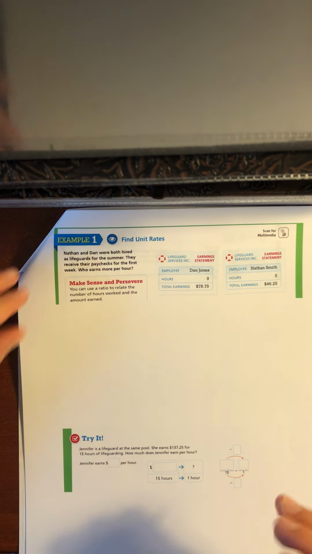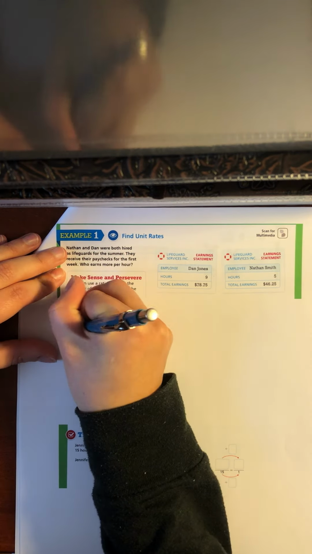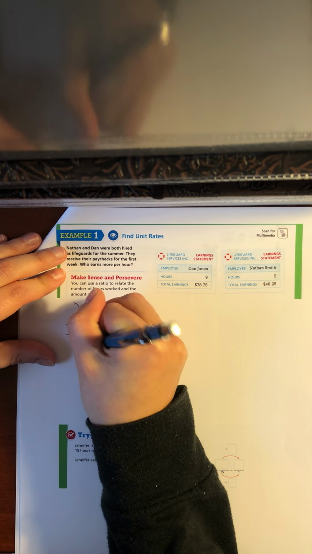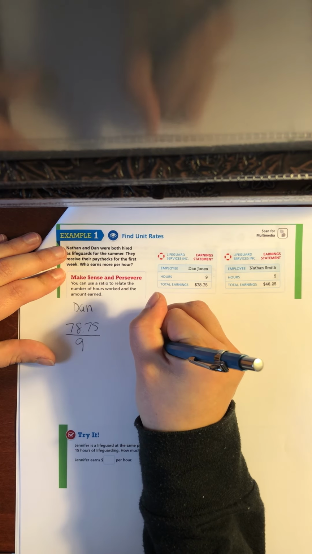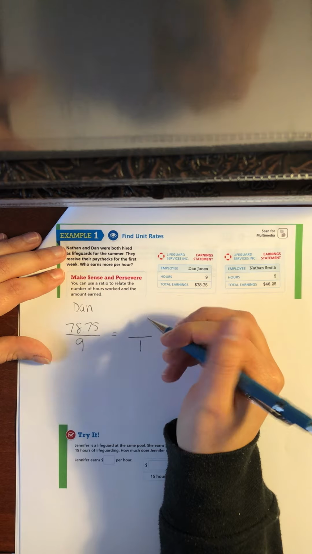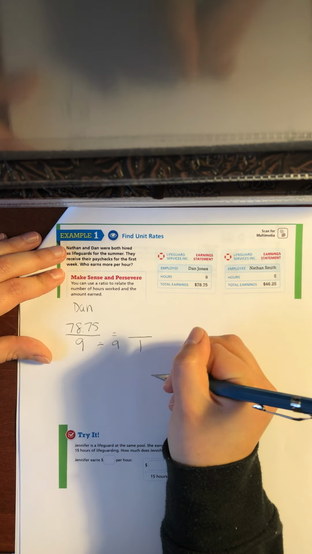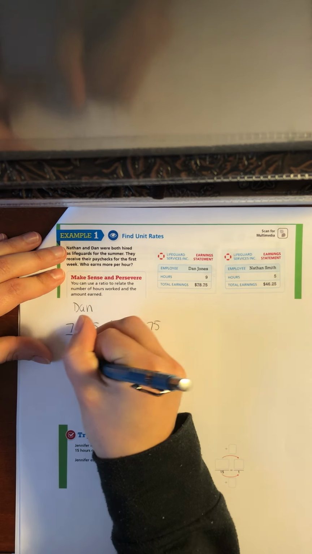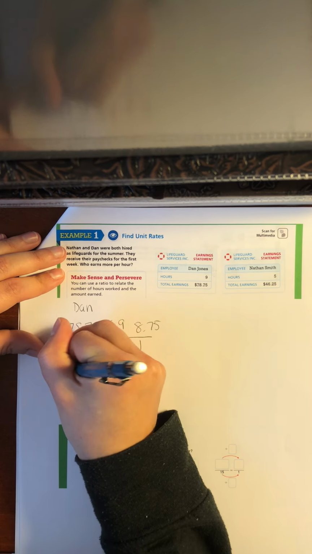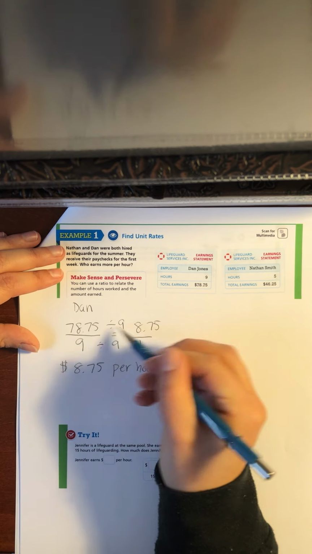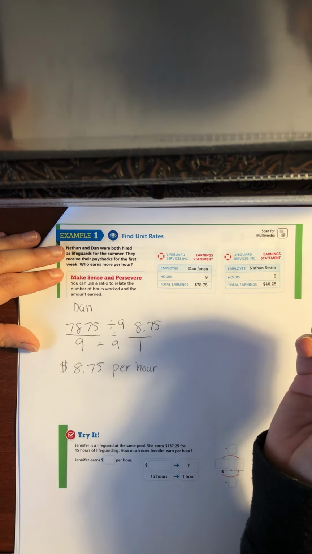Okay, so per hour. We're first going to take Dan. He made $78.75 in 9 hours. I want to get this to 1 hour because I want to figure out how much he made per hour. To do that, I'm going to divide by 9. Divide by 9, 8.75, so $8.75 per hour. And you can do that longhand or put it in the calculator.